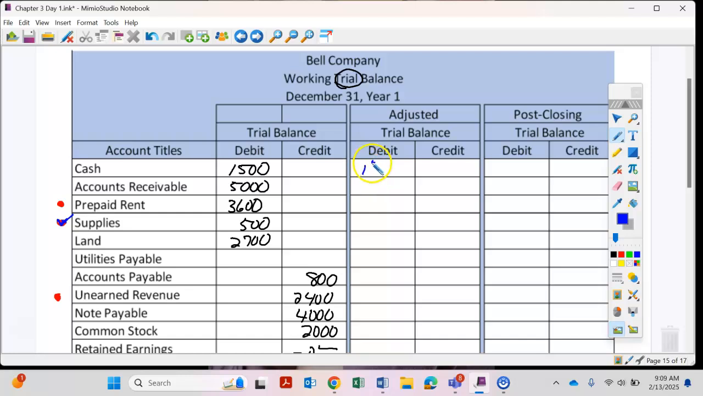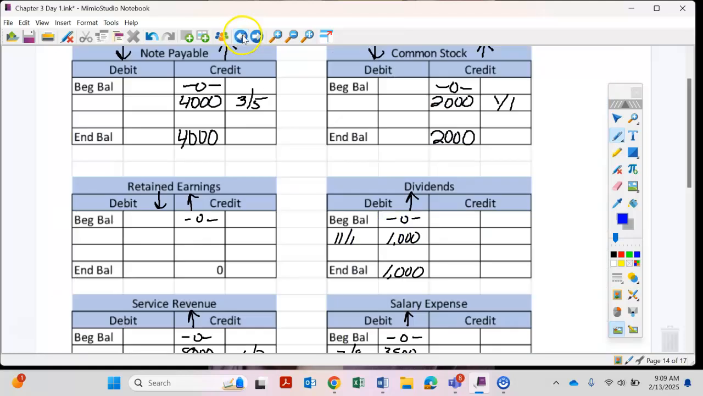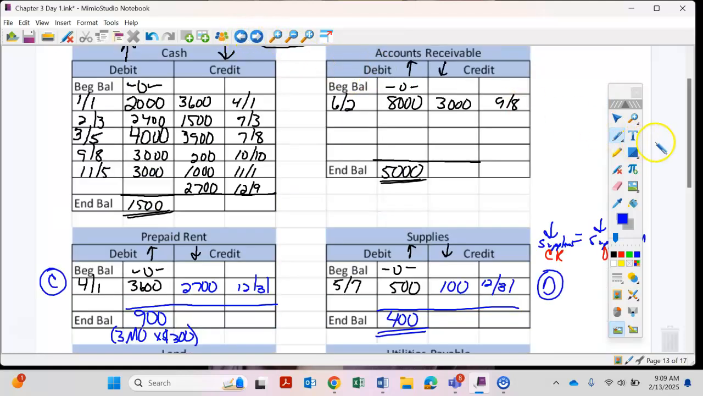So cash stays at $1,500. Accounts receivable stays at $500. But remember, our prepaid rent went down to $900. Supplies went down to $400. And I'm going to go ahead and tell you nothing happened to land. So those are the new balances after adjustment, adjusted after we made those adjusting entries. Here are the new balances.